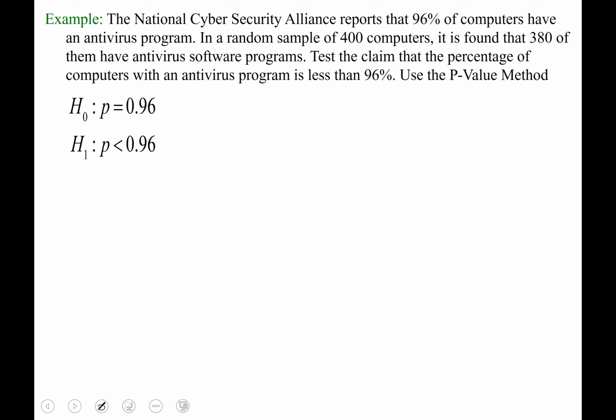Test the claim that the percentage of computers with the antivirus program is less than, and that's strictly less than, so you don't have to worry about using the complement. This claim does not contain equality, so just use the less than symbol. And then 96% we write as a decimal, 0.96.